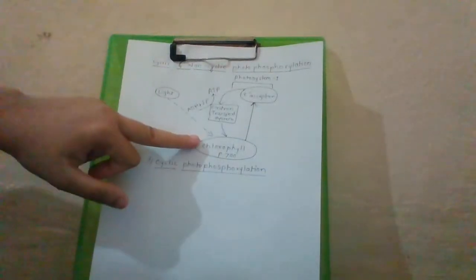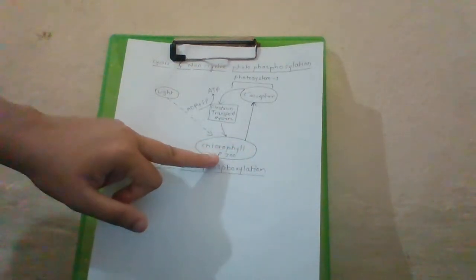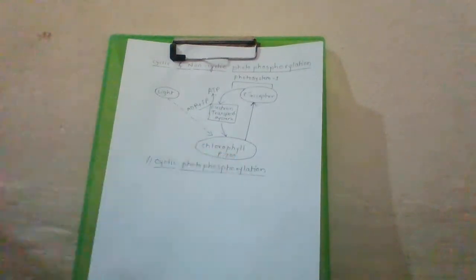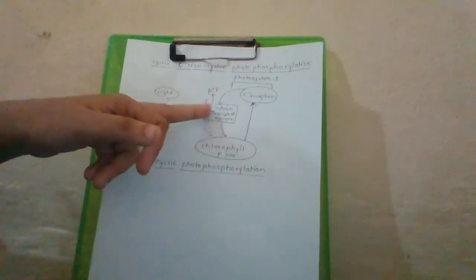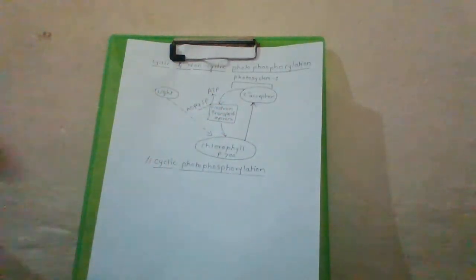And in the second diagram, light energy is taken. Here chlorophyll A forms the reaction center with the frequency P700 nanometer, and ADP plus inorganic phosphate gives formation of ATP. That reaction is carried out in photosystem 1 only.